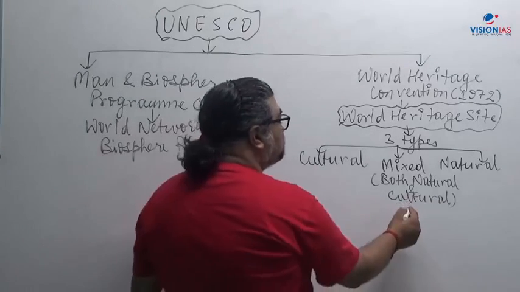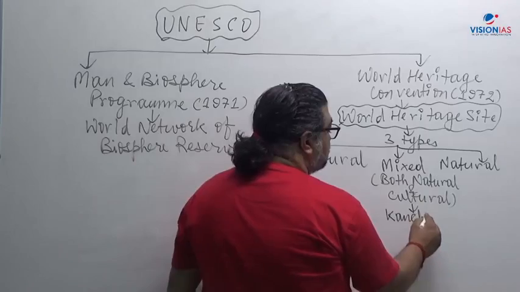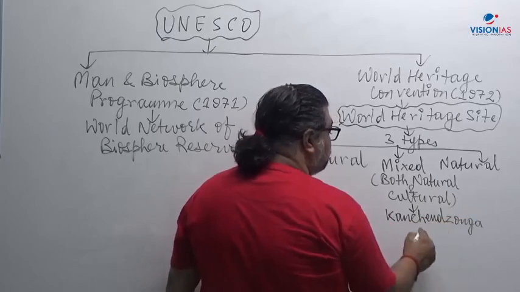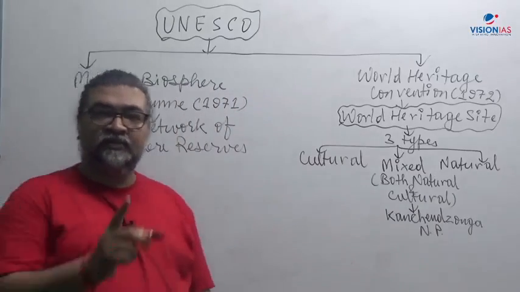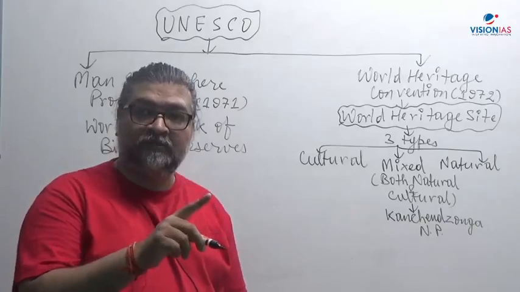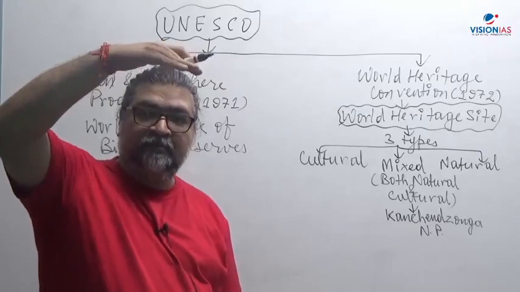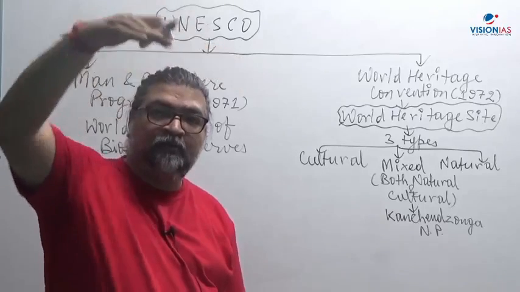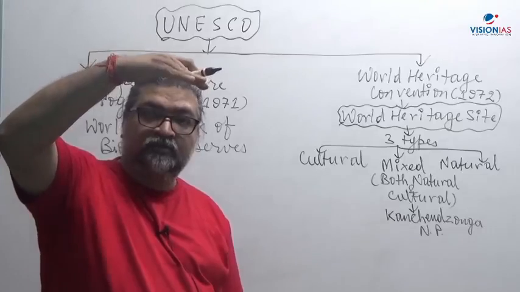In India, the first mixed category World Heritage Site is Kanchenjunga. Kanchenjunga, you know, is a part of Sikkim. Kanchenjunga National Park is India's first mixed category. Natural and at the same time cultural. Why cultural? It is linked with Buddhism. Natural because of the Himalayan range. It is a Himalayan mountain peak, transboundary between Nepal, Bhutan and India, and that is the highest peak which comes from the Indian part.